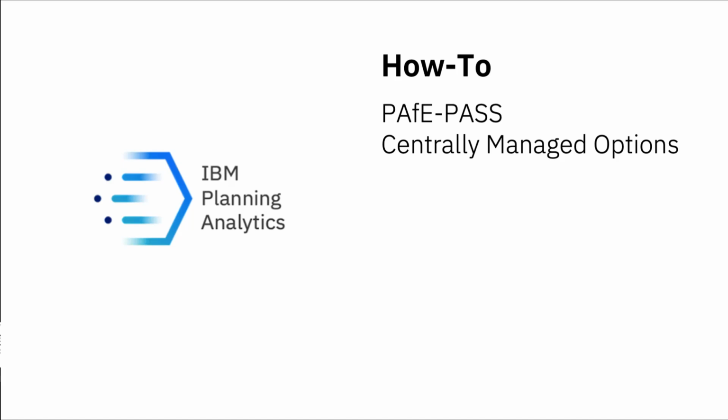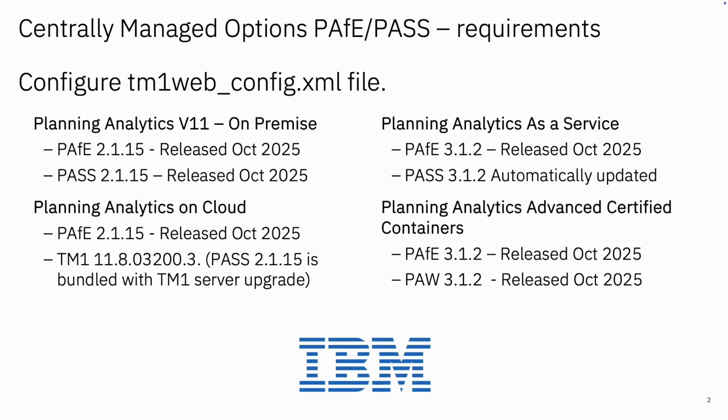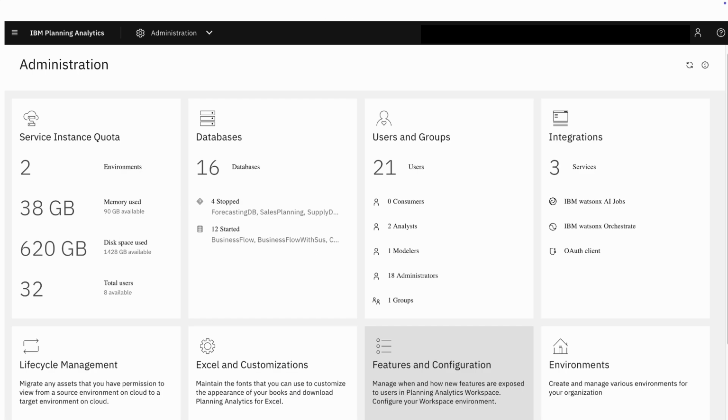This video outlines recent deliveries that enable easier centralized control of Planning Analytics for Excel and Planning Analytics for Spreadsheet Services. These deliveries started with the October release, where we provide a way to configure parameters found in the TM1 Web config file. This gives you a centralized method to configure web sheet behavior.